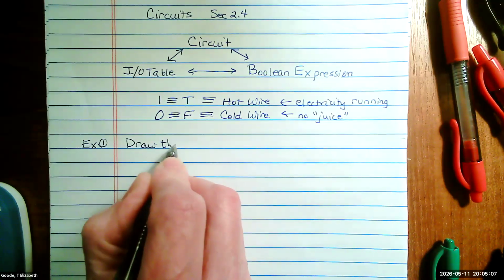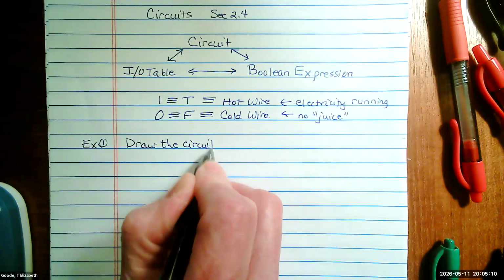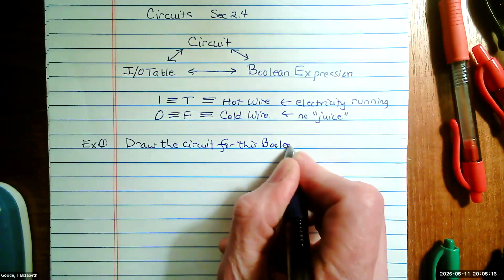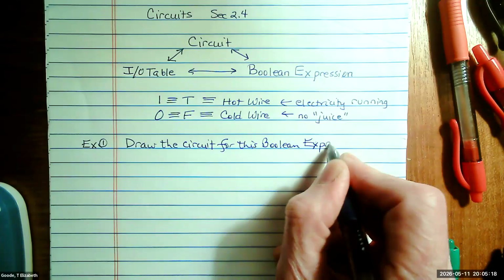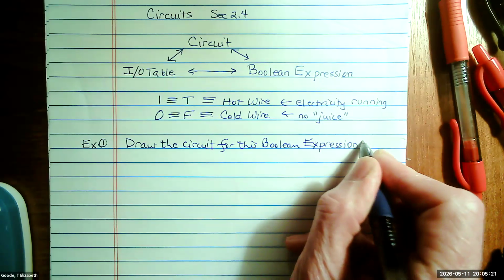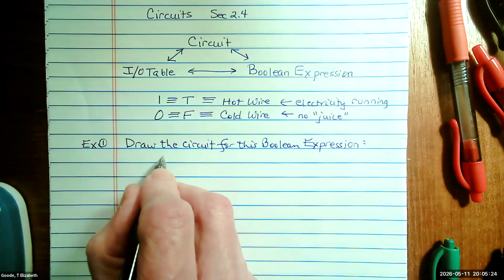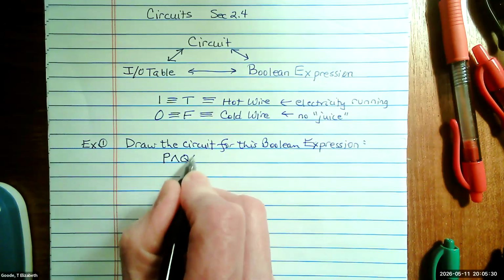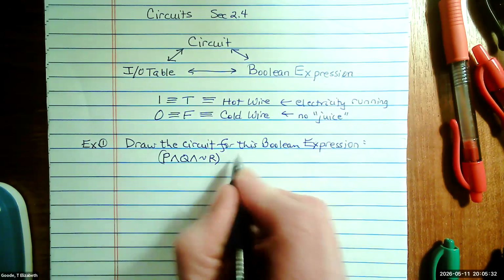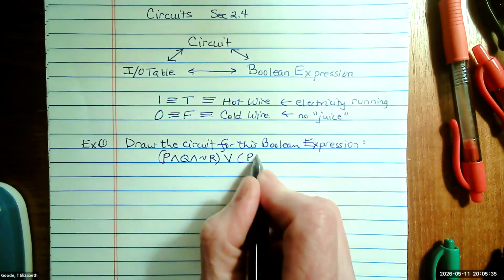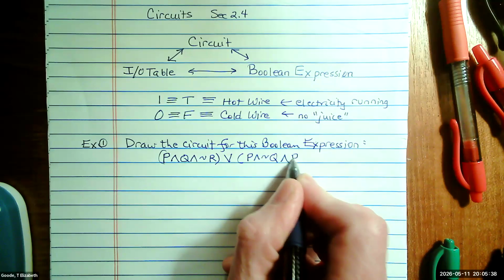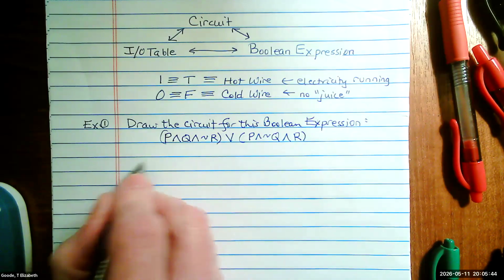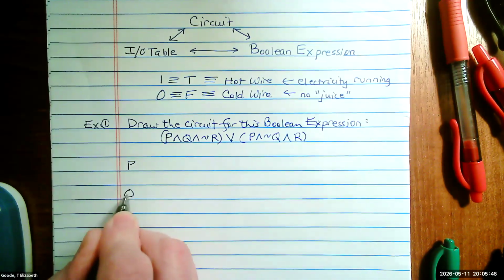draw the circuit for this Boolean expression. And it'll just be some expression that's well formed with P's and Q's. And if we want three inputs, it could be R. So P and Q and not R, or P and not Q and R, for example. So the inputs are the P, the Q, and the R.